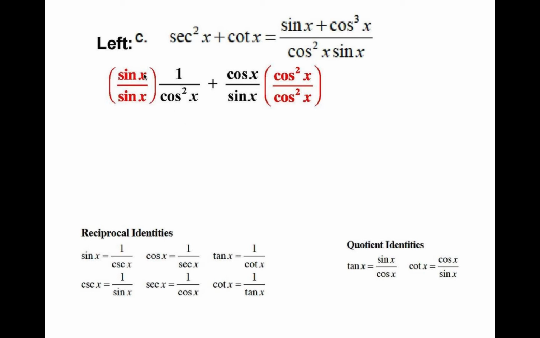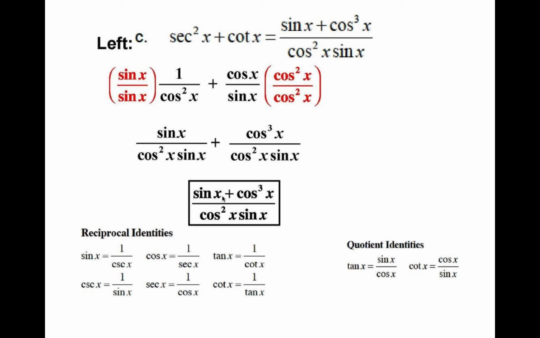Now we multiply. 1 times the sine of x is the sine of x over cosine squared x sine x. Plus, on the top, I have cosine x times cosine squared x, so that's being cubed now, over cosine squared x sine x. I have a common denominator, so I can now add the top, sine of x plus cosine cubed x, all over the common denominator. It checks.